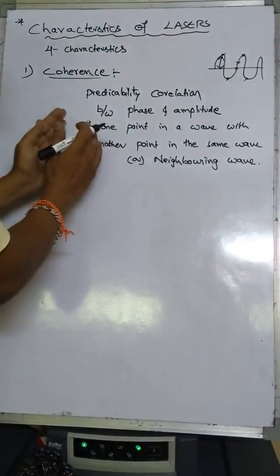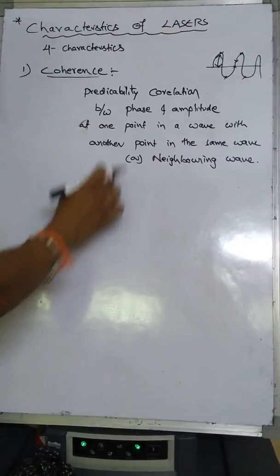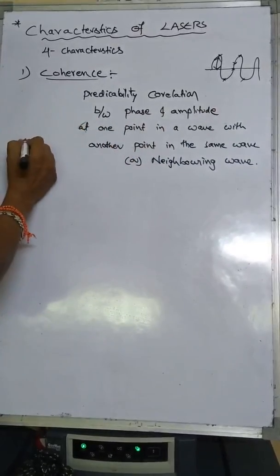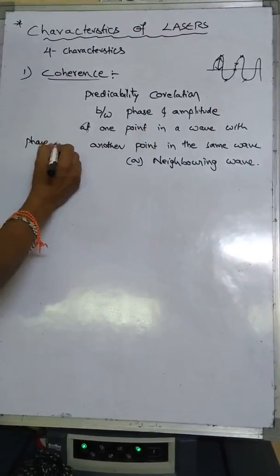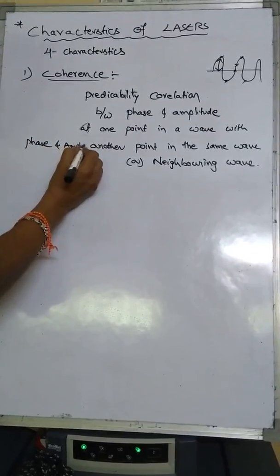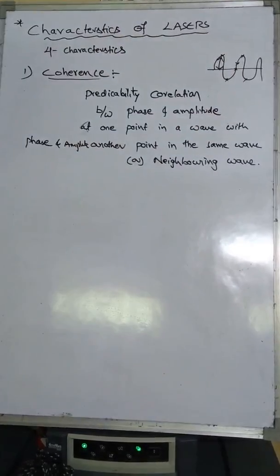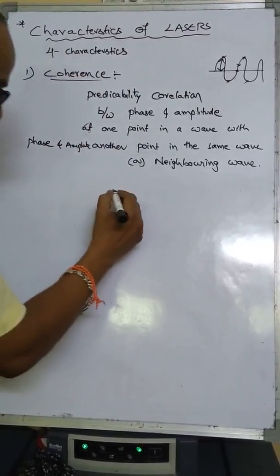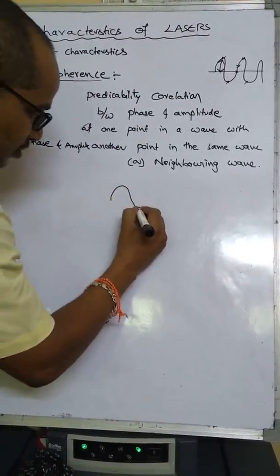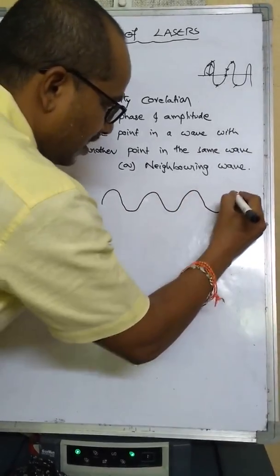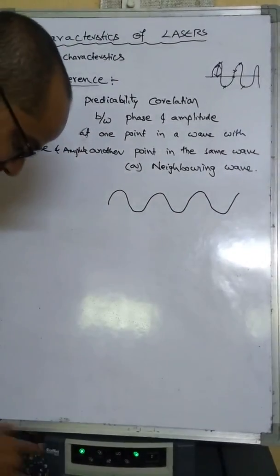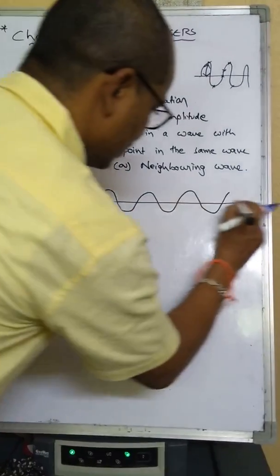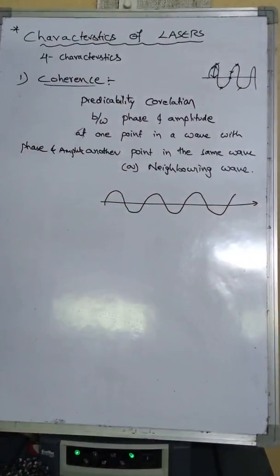Or we can extend the definition: at one point in the wave, with the phase and the amplitude, and at another point in the same wave. Let me go for a diagram, then it will be very clear for you. For example, let us consider a wave. This is the direction of propagation.